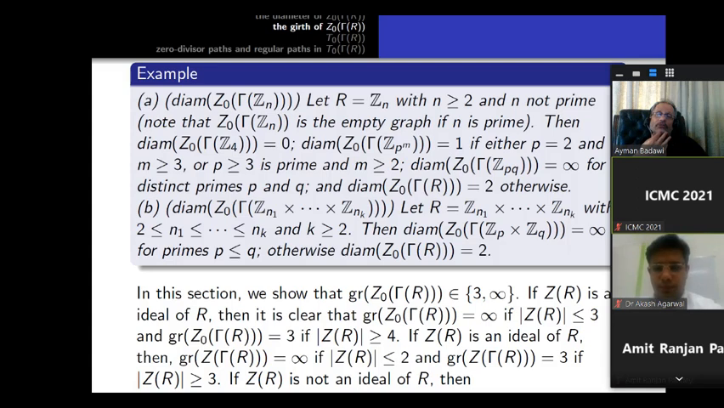And the diameter will be 2 otherwise. So here is a complete answer for this kind of graph that you construct from Zn. What about the diameter if you have N1, up to Nk? Then the diameter of Z indexed by 0 will be infinity for this prime less than this prime. Otherwise, the diameter will be 2.